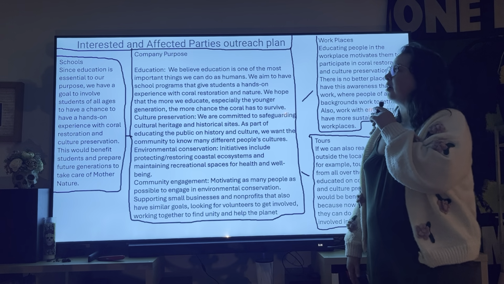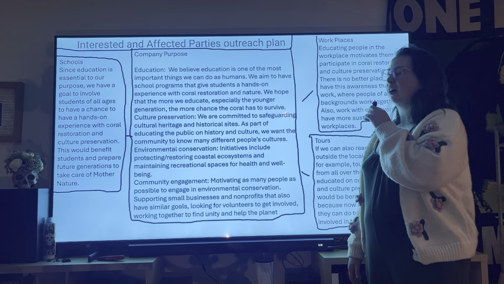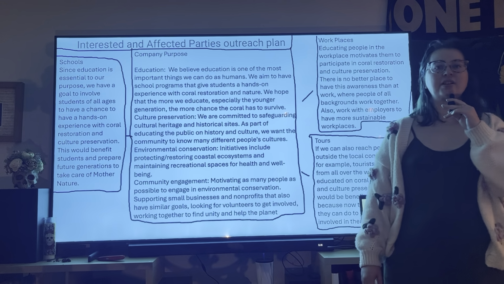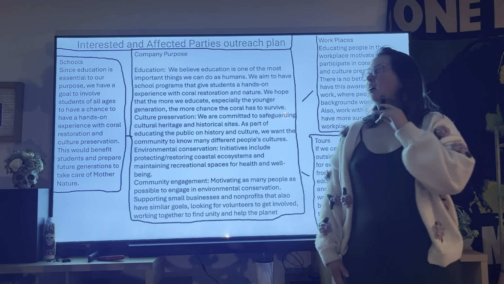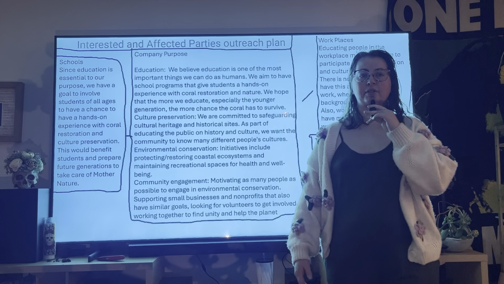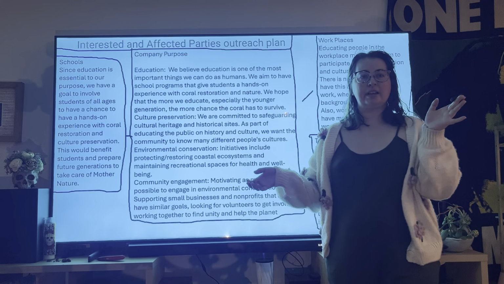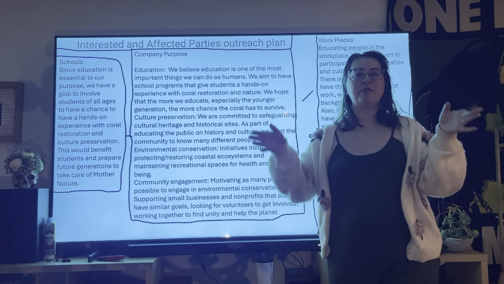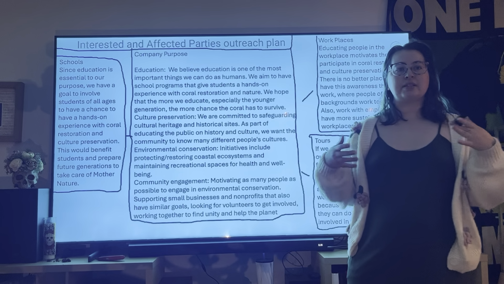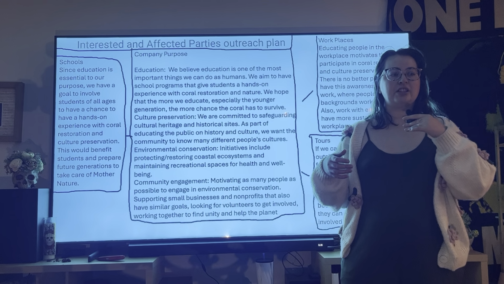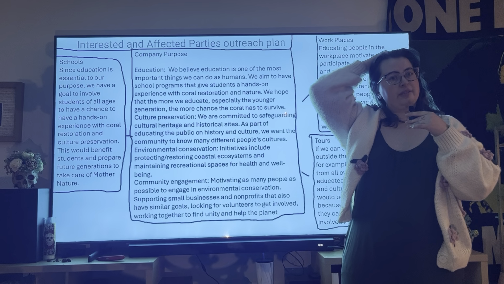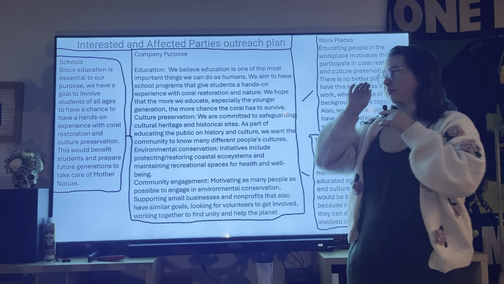We're going to talk about the interested and affected parties outreach plan. So as a company, I want to go over our company purpose. Our company purpose, of course, is that we want to reach everybody on a global scale, because if we all work together, then we can slow down climate change and we can help coral reefs heal and survive.